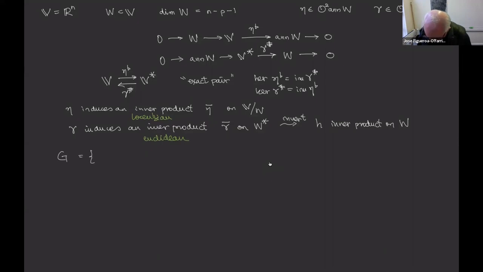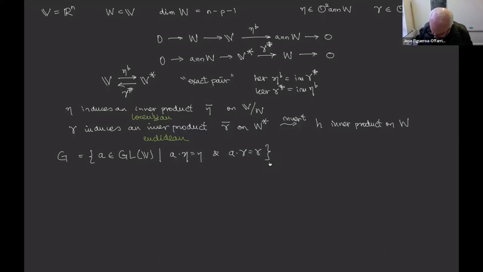This is all the, I don't know what to call them. Let's call it A in GL(V), where A acting on eta is eta, and A acting on gamma is gamma, acting in the standard way. And then the question is, well, what is this group? Well, this group, let me tell you the structure.